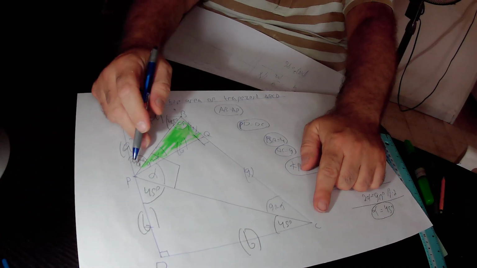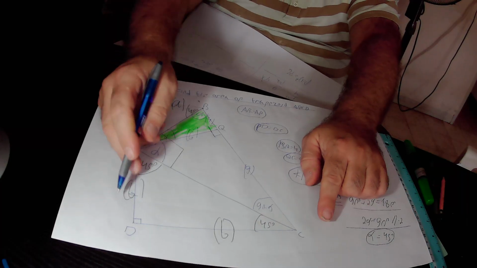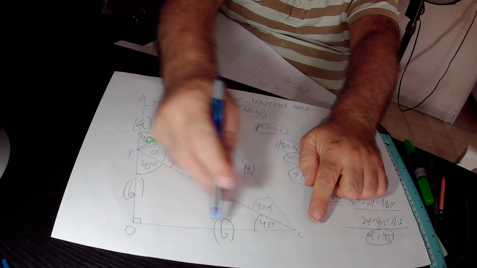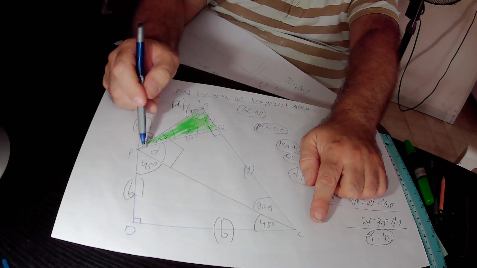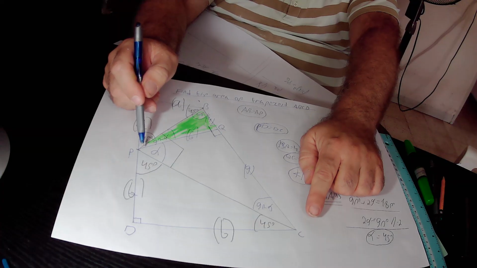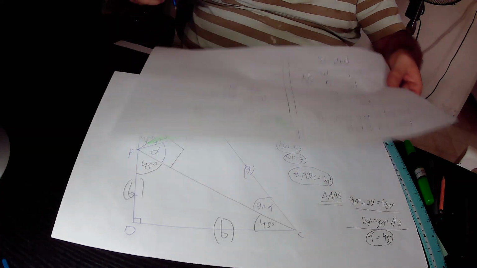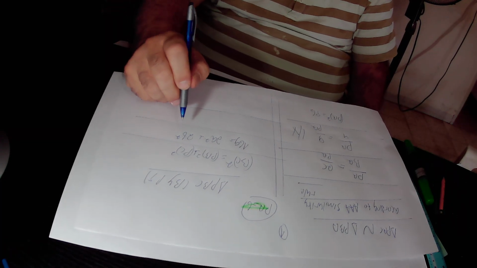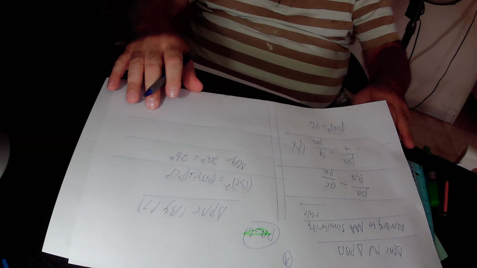In order to find out the value of PC squared, we will implement the Pythagoras theorem on this right triangle PDC. According to the Pythagoras theorem, in this right triangle PDC, b squared plus b squared equals PC squared. So PC squared equals 2b squared. So in total we found out that 169 equals 2 times a squared plus 2 times b squared.